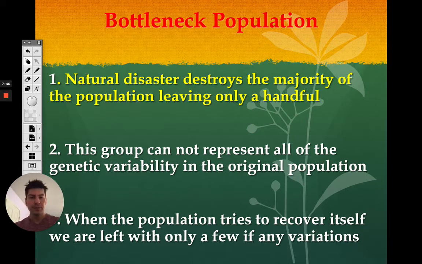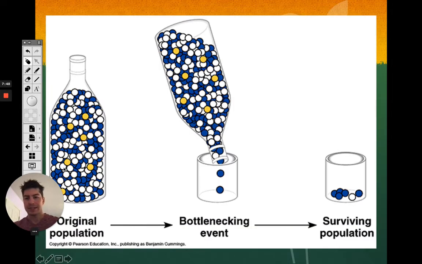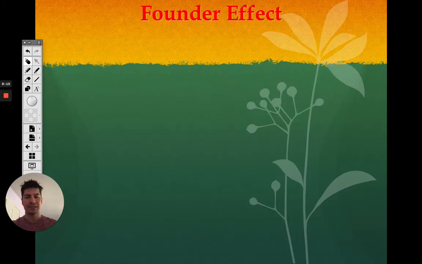So that's bad. And you guys can see here we had 3 different variations in here. We had a yellow, a white, and a blue. And then some natural disaster happened, and the only ones left are the blue and very, very few white. So what's going to happen is we are going to have that blue continue to reproduce. The white, maybe, since there's only one left, we really don't know. Okay, but that's going to limit all of the genetic variation in that species.